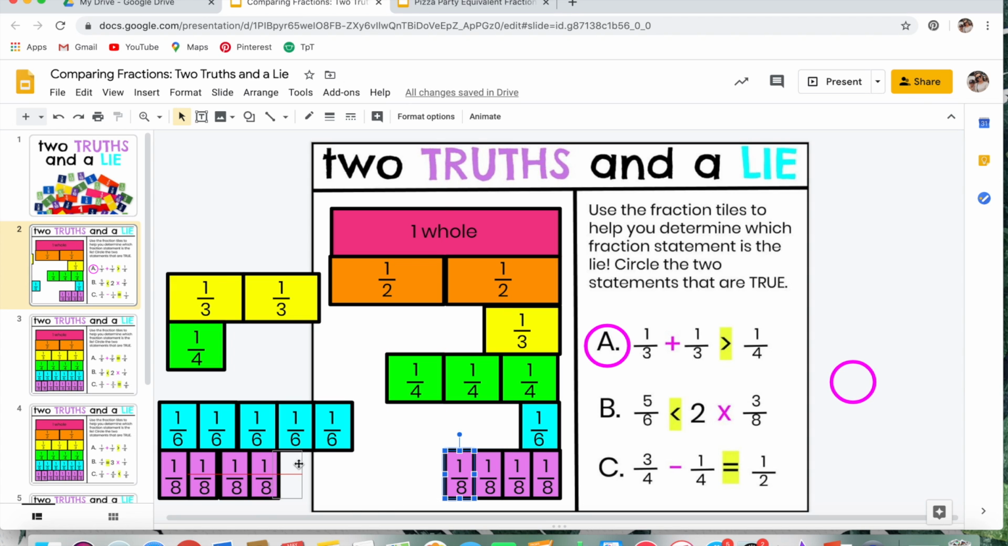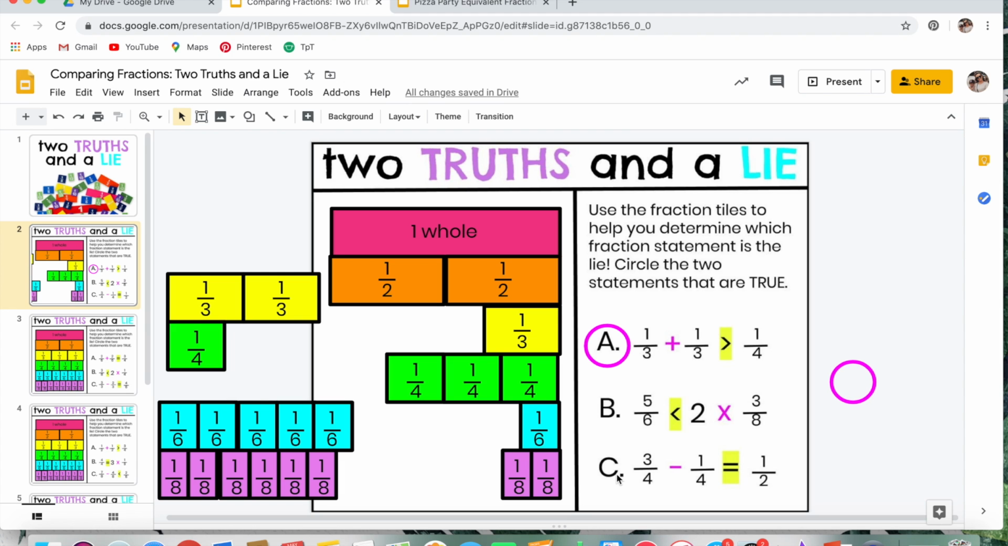Four, 5, 6/8. Statement B said that 5/6 is less than 2 times 3/8, or 6/8. I just discovered with my picture here, with the fraction tiles and with the picture that I drew, that that is actually untrue. That's the lie. B is a lie.